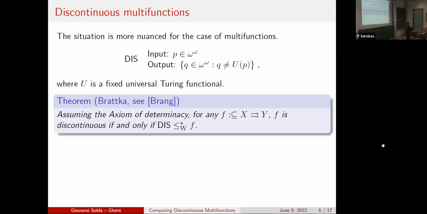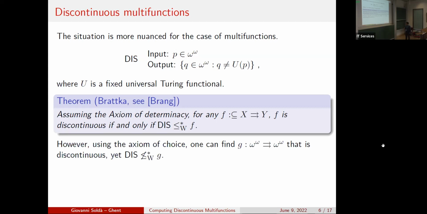And what Brattka showed is quite interesting. I don't know how to do this for the others, but assuming the axiom of determinacy, this problem does the job that you were looking for. So for any partial multifunction f from X to Y, f is discontinuous if and only if it computes this problem. Which is no small thing.